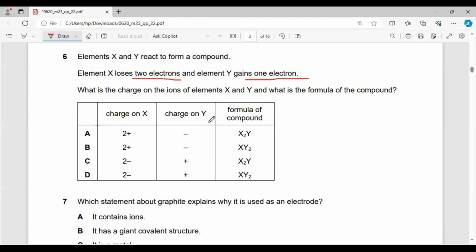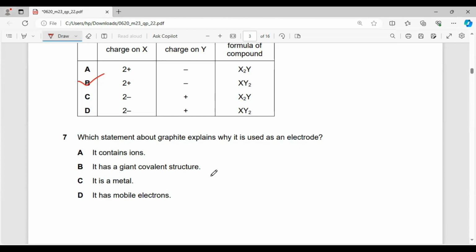Now for the formula of the compound, as they have told us that Y gains only 1 electron, we need two Y elements that can gain 2 electrons from X. So the correct formula will be XY2. So the correct option is B.